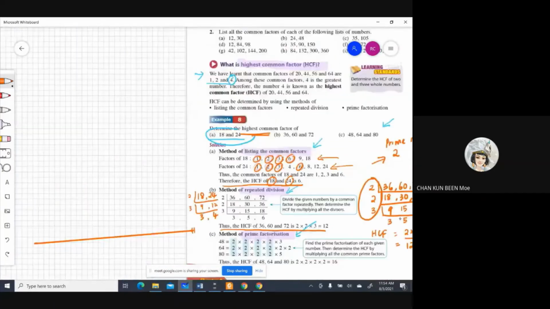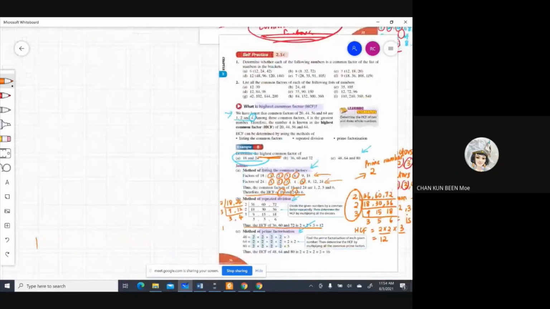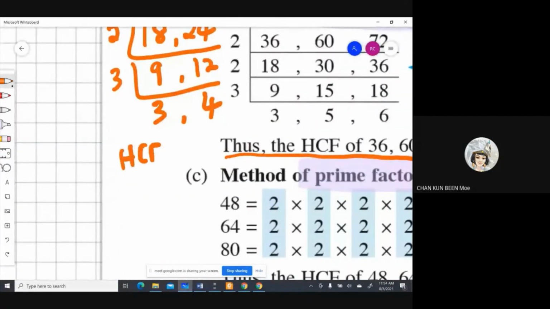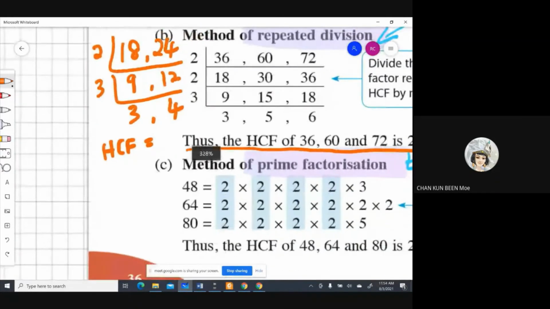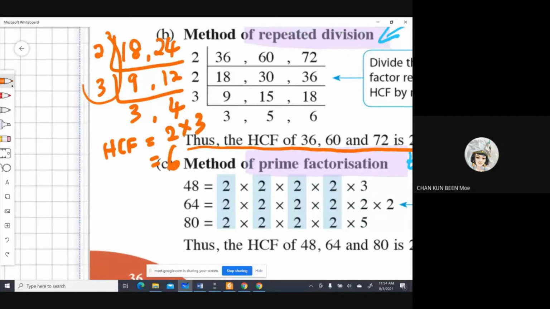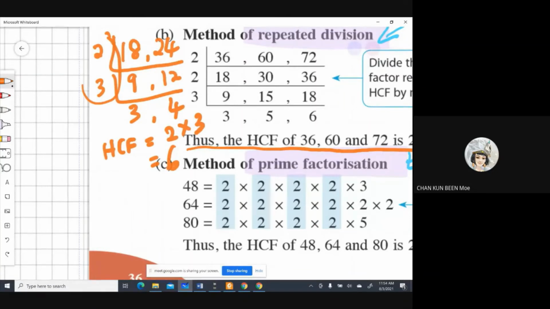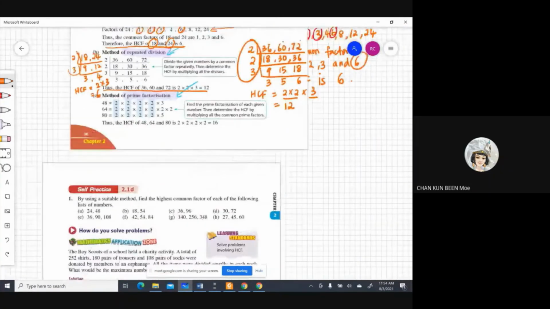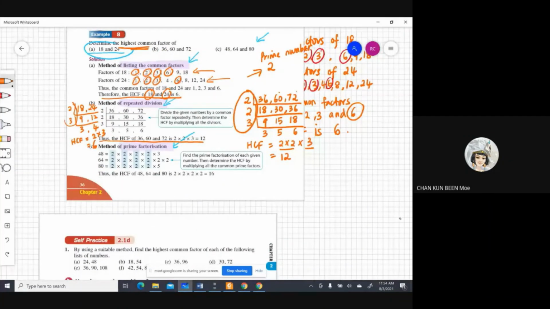So the HCF is equal to 2 times 3, equal to 6. Then you can check, is it the same? Okay, sorry, the screen doesn't move. Okay, we move up. So it is the same, right? 6. We also get 6. 2 times 3, 6. Okay, so that one is the repeated division method.